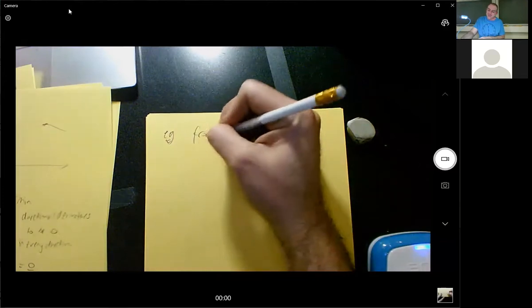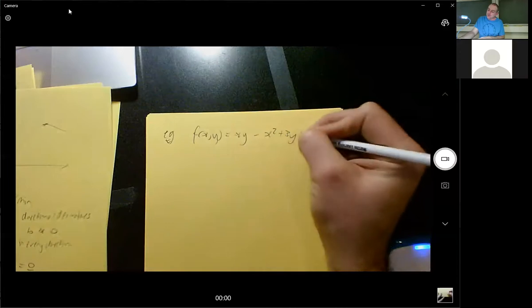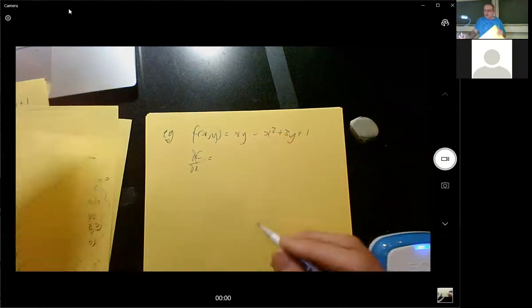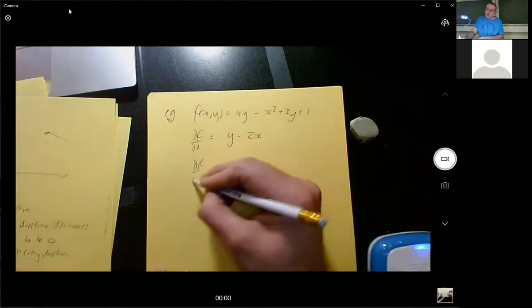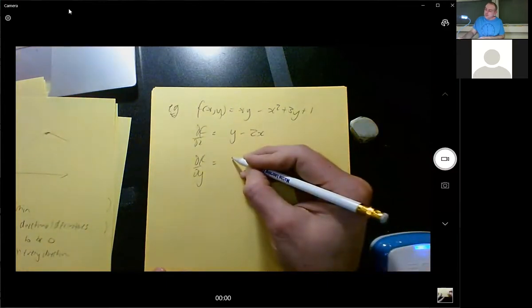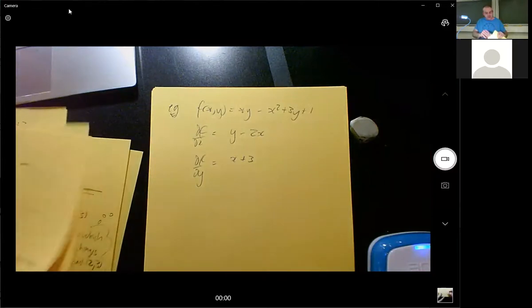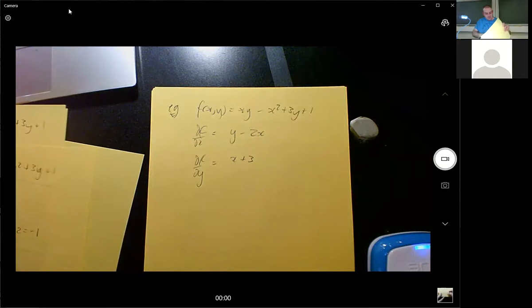So our function was xy minus x squared plus 3y plus 1, and df on dx turned out to be y minus 2x, and df on dy turned out to be x plus 3. Is that right? Is that what they came out to last time? Yeah, okay.